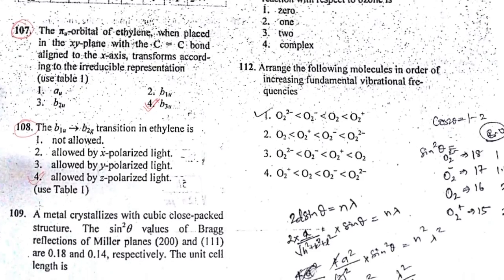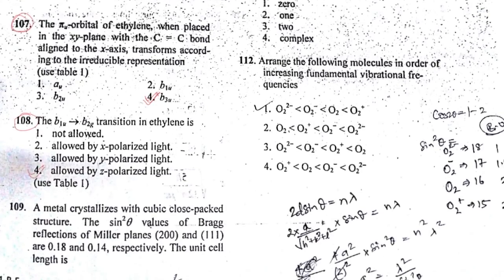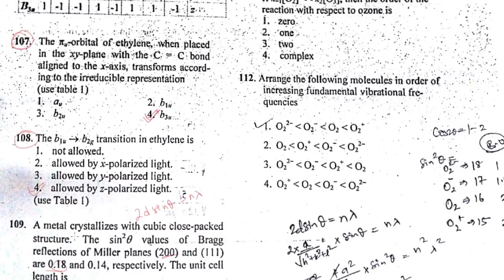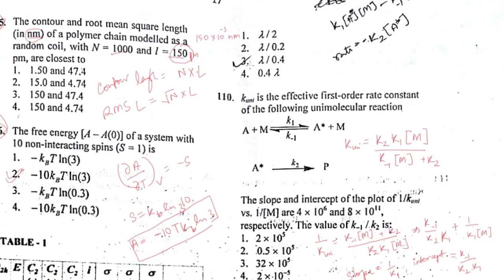Now talking about this metal crystal, use this formula only: 2d sine theta equals n lambda. Just square it and put the value of d as a upon under root h square plus k square plus l square. Put any of these hkl values, and the corresponding sine square theta. If you put hkl as this, then you put sine square theta as this, and you will get the answer. The correct option for this particular question is option number 3.